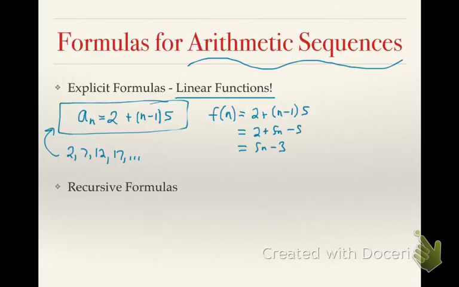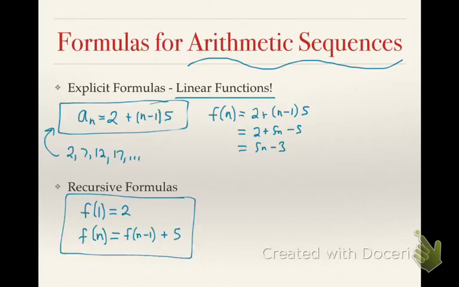One thing you should be able to do is go between a formula that's in explicit form to the recursive form. Remember, you have to define the first term. So the first term is 2. And then we're going to define the nth term. With linear functions or arithmetic sequences, it's always going to be the previous term plus your common difference. So in this case, plus 5. There's your recursive formula.